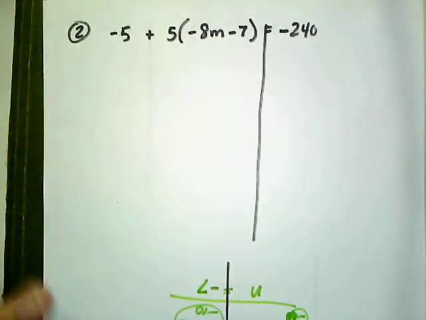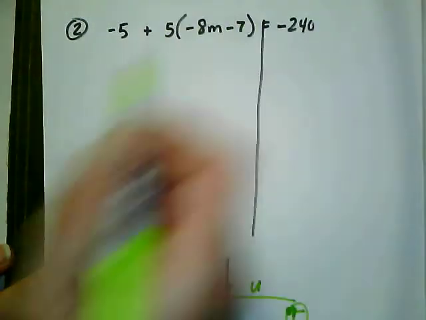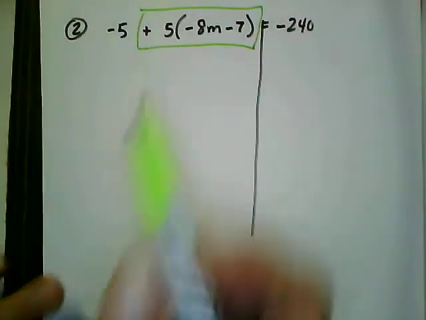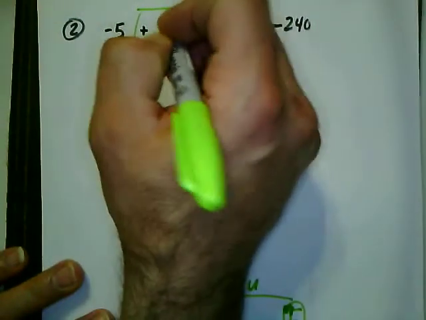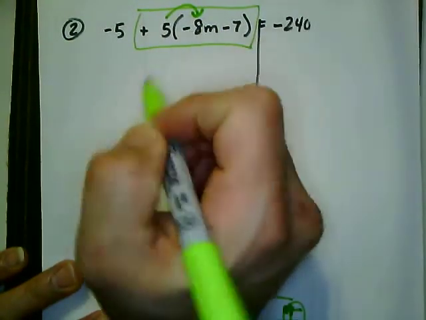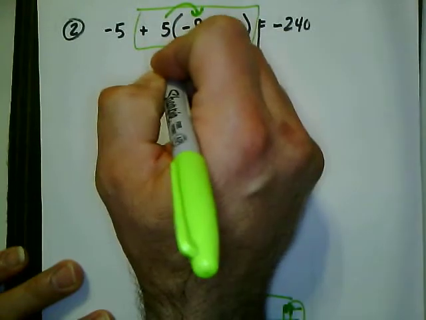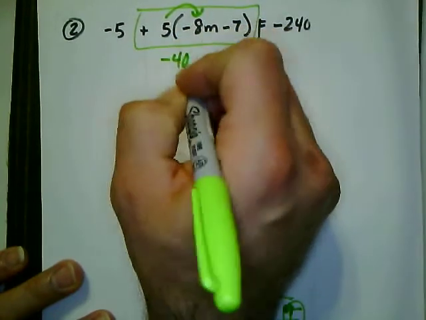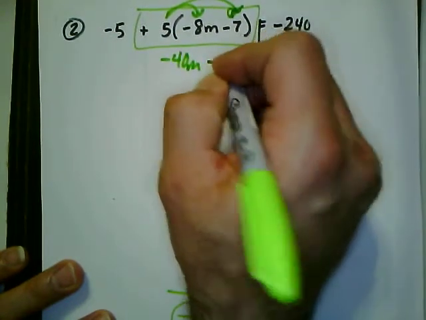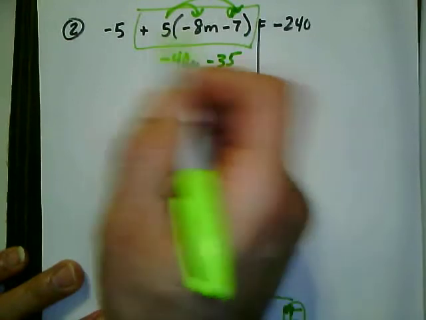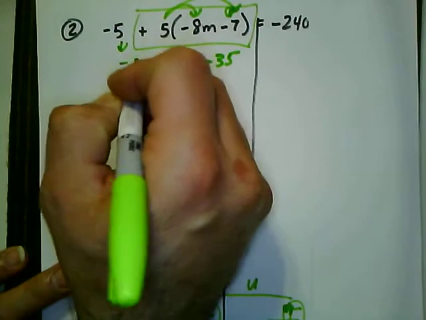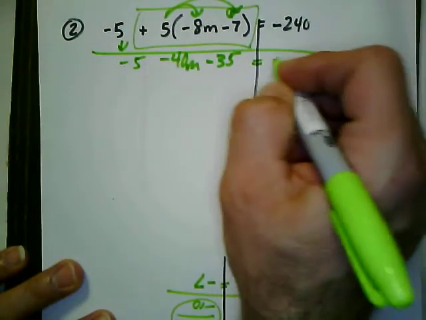Let's look at number 2. Same thing here. We're going to look at the section with the parentheses. That could be on that side. We had some problems like that last time. We'll distribute that 5 to each term on the inside. So negative 5 times negative 8 is negative 40. They have an m together. 5 times negative 7 is negative 35. They don't have a variable, those two numbers. So we just leave it. Bring down that negative 5 and the negative 240.